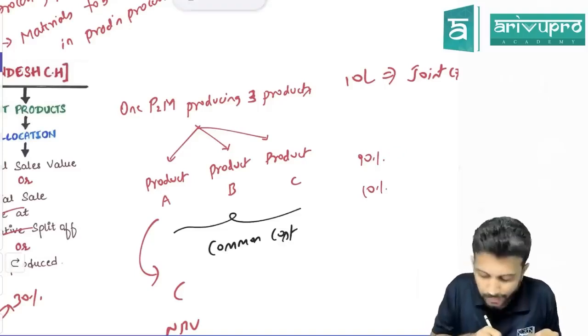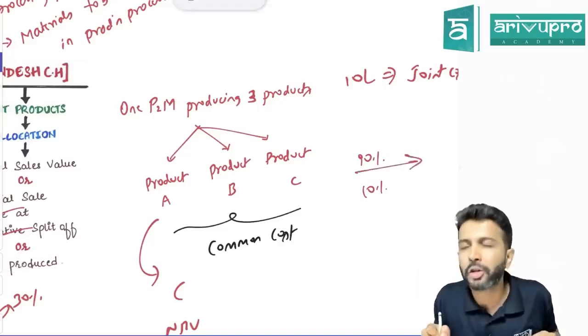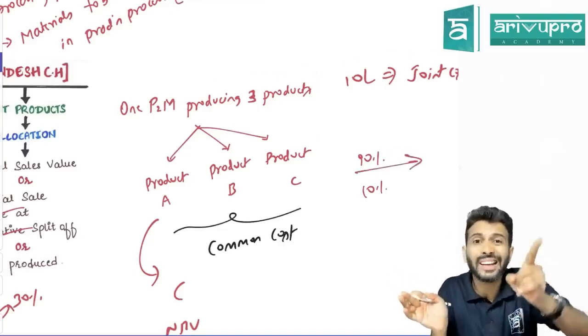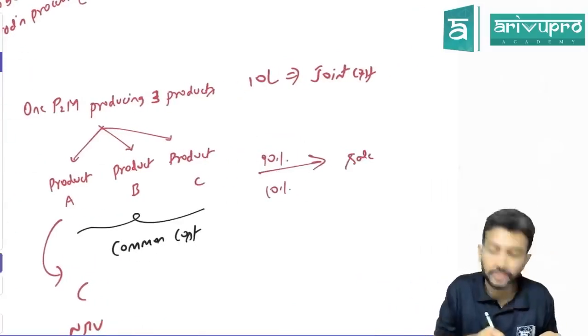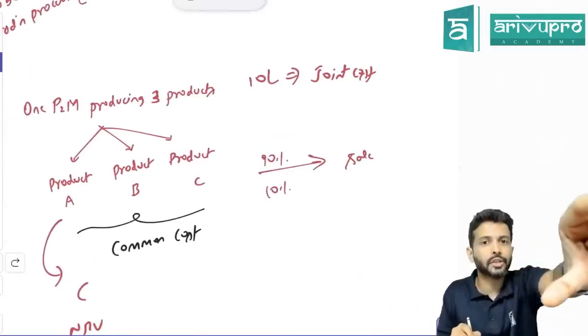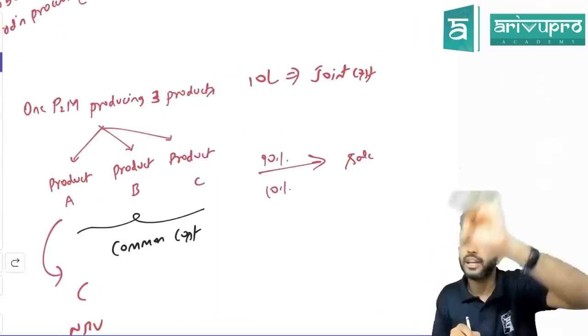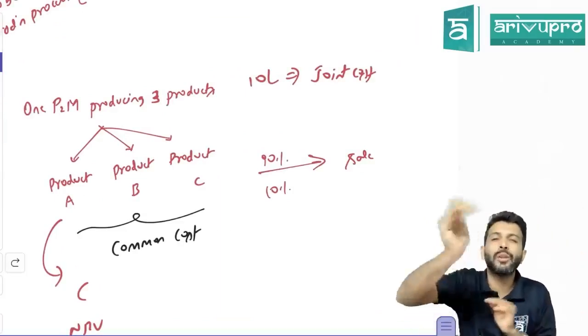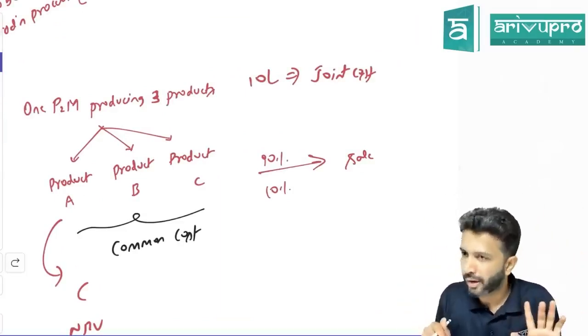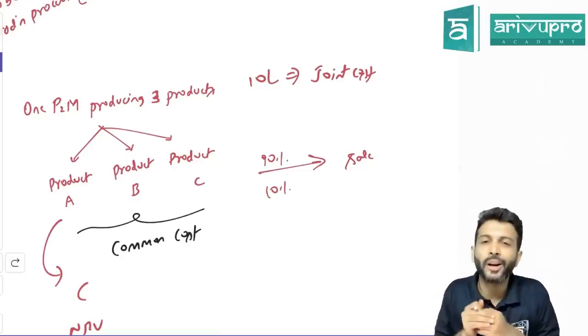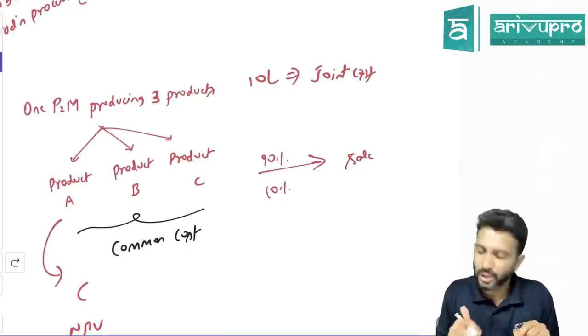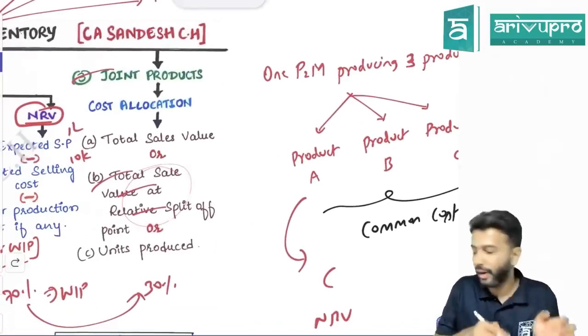So sale value at split off point means at what point of time are you splitting this product? At 90%. So find out the sale value at this 90% stage. What is the sale value of this product at this 90% stage? If you know that, we call it sale value at split off point. But do you think practically it will be possible to find out this, because the product is not 100% complete? No. So if you have sale value at split off point, use it.